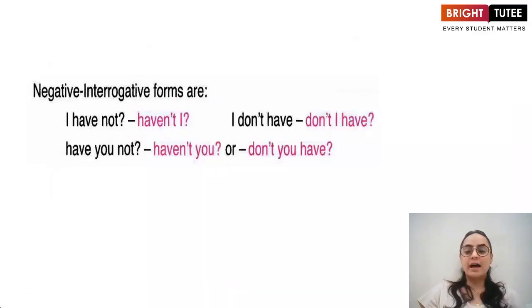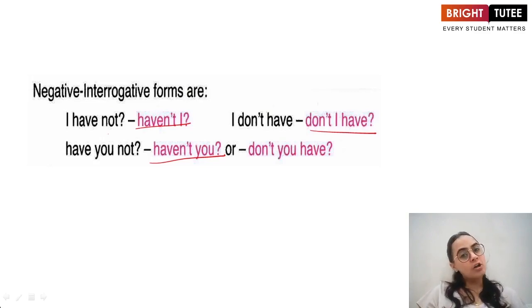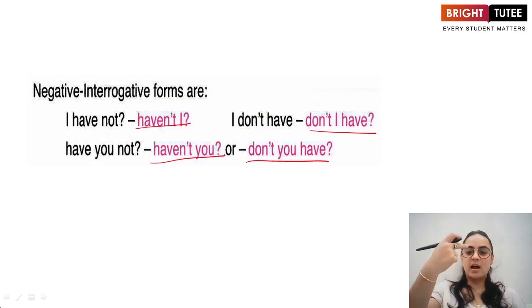We also have the negative interrogative form. Have I not changes to haven't I? Have you not changes to haven't you? Do I not have changes to don't I have, and have you not can also be written as don't you have. So these are the negative interrogative forms.